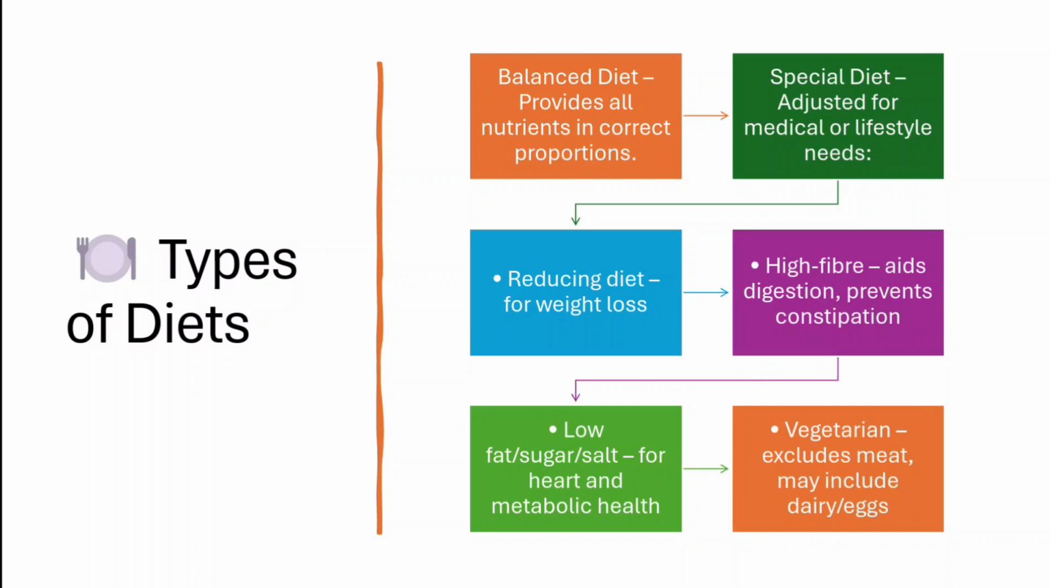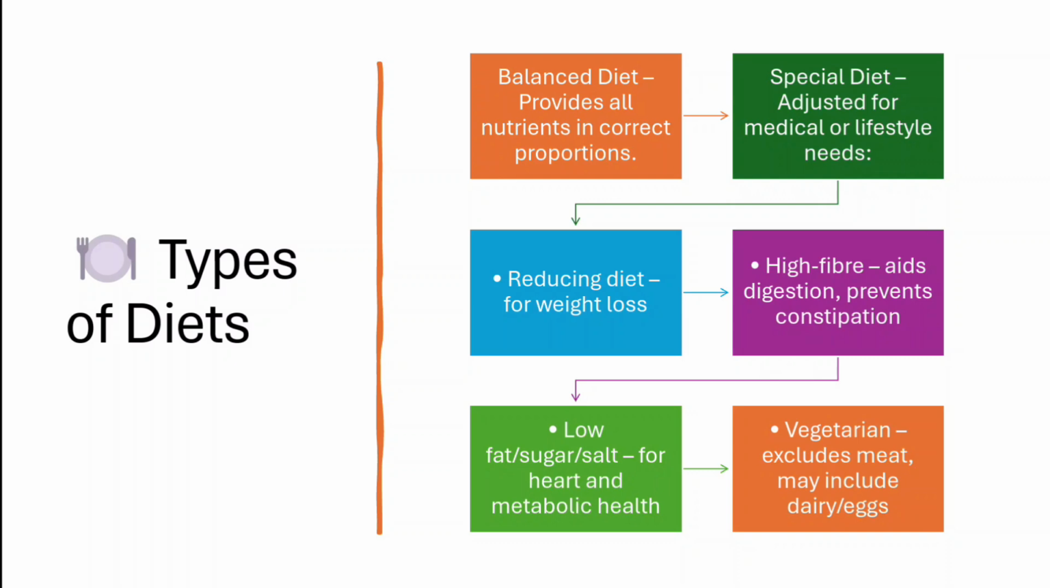Now, there are different types of diet, right? 2 major types. So 1, we have a balanced diet, which provides all nutrients in their correct proportion. Very important, guys. And you also have special diet, and these are adjusted for various reasons. It may be medical reasons, or it may be lifestyle needs. Good. So 2 types of diet: balanced diet and special diets.